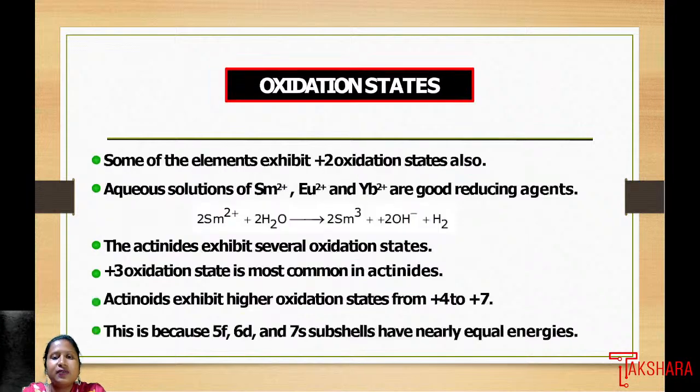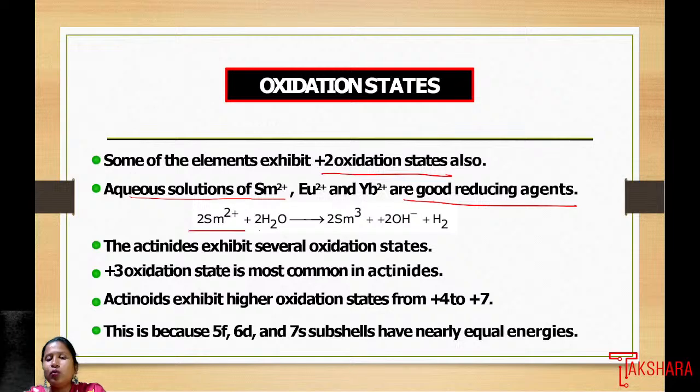Okay, next, some of the elements exhibit the +2 oxidation state as well. So some lanthanide elements exhibit the +2 oxidation state. And aqueous solutions of Sm2+, Eu2+ and Yb2+ are good reducing agents. See, when Sm2+ combines with water, Sm3+ is formed, along with 2OH- plus H2, we say.